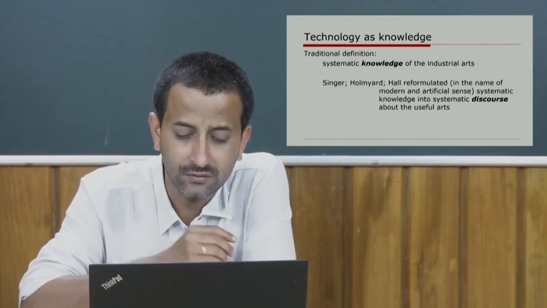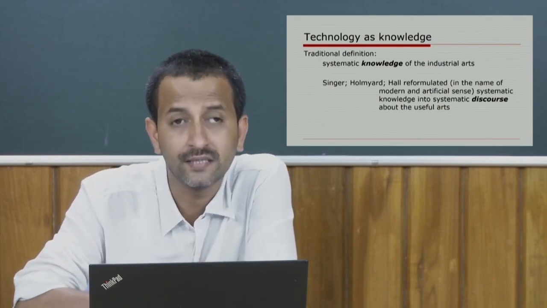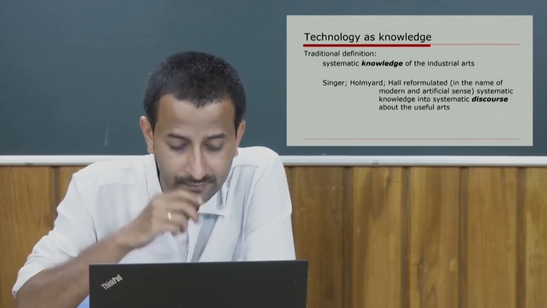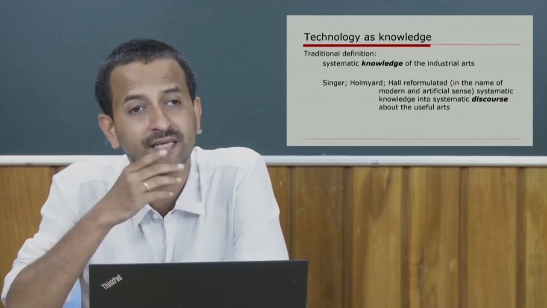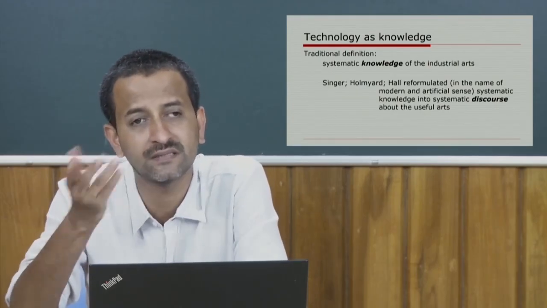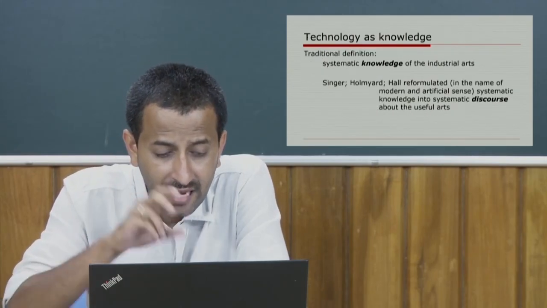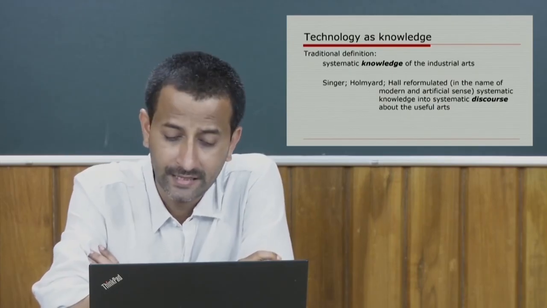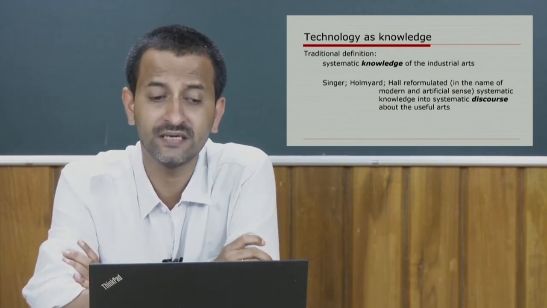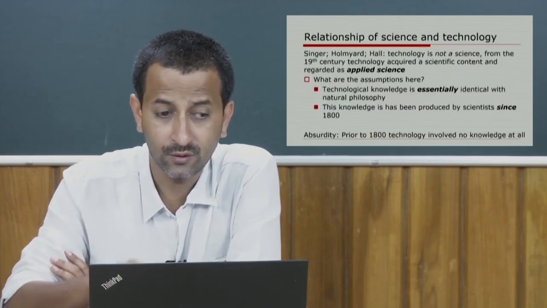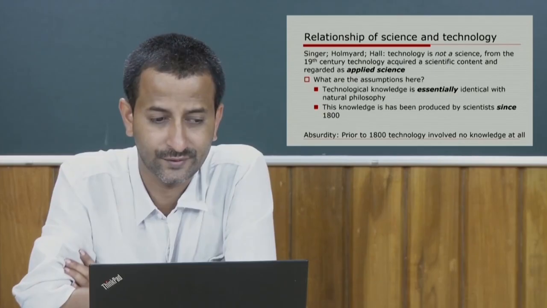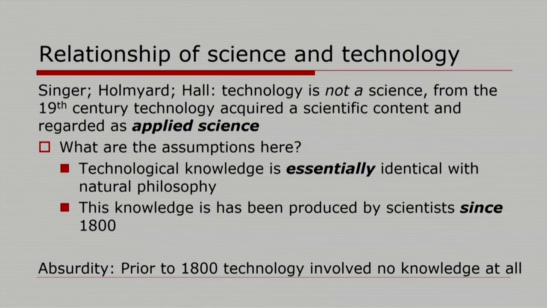since, as they explain, it was not until the 19th century that technology acquired a scientific content and came ultimately to be regarded as almost synonymous with applied science. That is what we discussed earlier, that science was considered basic science, and technology applied science. The denial of a thought component to technology is the consequence of adopting a theory of the relationships of science and technology. This theory holds that technology is not a science.